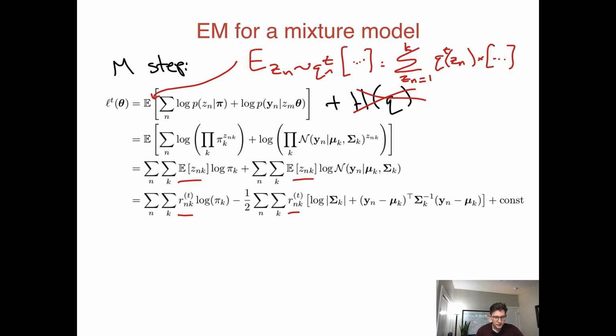Okay, so this is a big expression. Notice that we have two sets of parameters that we have to optimize over. That's our theta. We have our categorical distribution probabilities, we have our means, and we have our covariance matrix. So all those three things we have to optimize over.